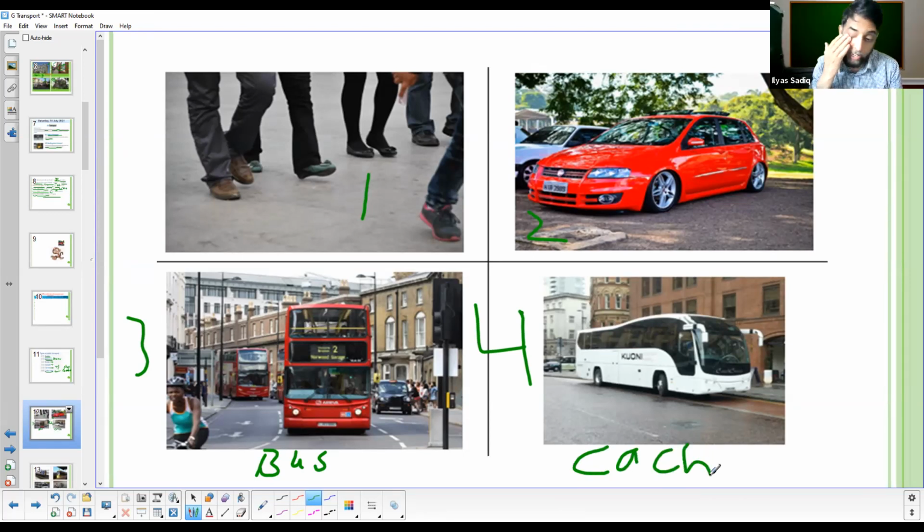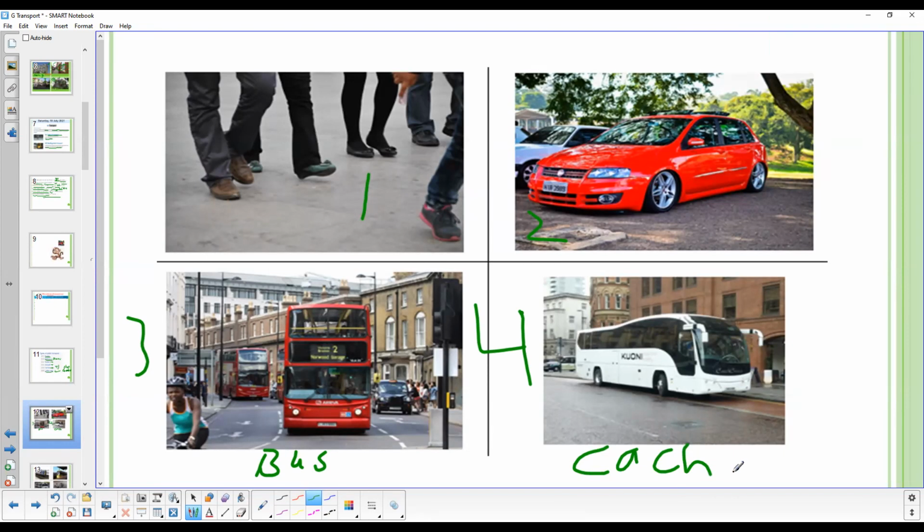How do you go when I say coach? Coach. Coach station. Have you heard about the coach station?